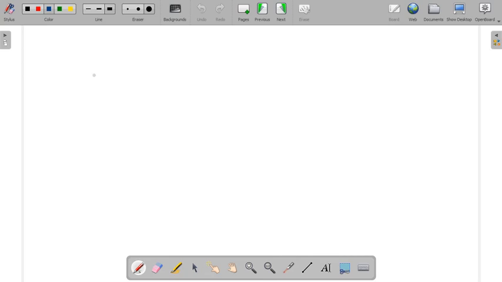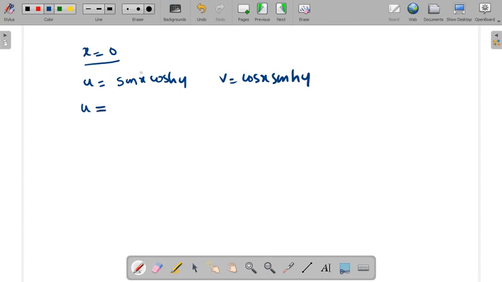ഓക്കെ, നമ്മൾ എടുക്കുന്നത് image of x = 0 ആണ്. So u = sin x cos hy, v = cos x sin hy ആണ് നമ്മുടെ ഫംഗ്ഷൻ. So when x is 0, we get u = sin 0 = 0, u = 0. When x is 0, cos x is 1, and we get v = sinh y.